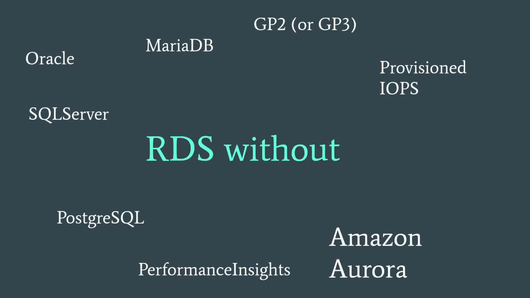Anyway, when I started, there was almost nothing that we have today. There was no GP2, GP3, there was no Performance Insights to monitor your database. You were playing with magnetic disks, that was it. There was just one engine. And of course, there was no Aurora, there was no Provisioned IOPS, I hope. So, well, that was fun, but constrained.